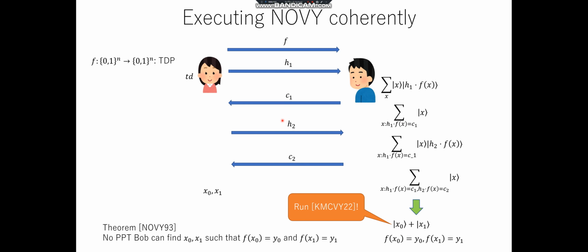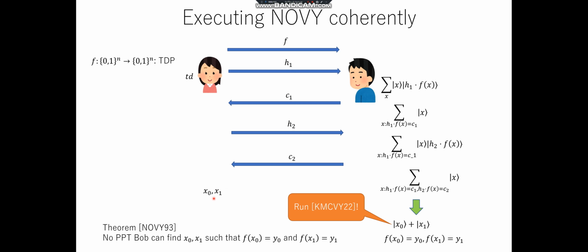The verifier then sends a random bit string H2 to the prover, and the prover generates this quantum state from this state. Then the prover measures the second register of this quantum state. The state after the measurement is this state. The prover returns this measurement result C2 to the verifier. They repeat this process, and finally the prover possesses this quantum state, where x0 is the preimage of y0 and x1 is the preimage of y1. Because the verifier knows the trapdoor, she can compute x0 and x1.